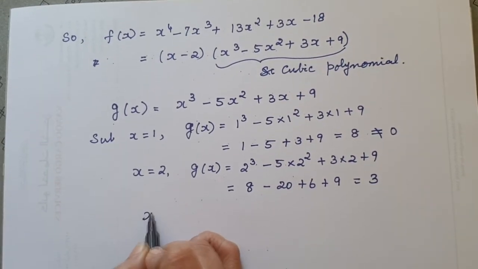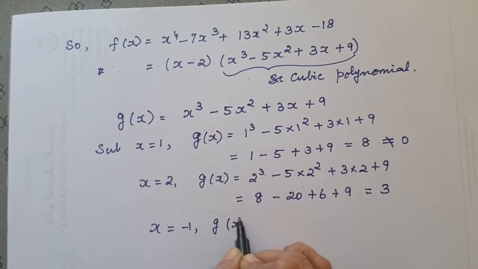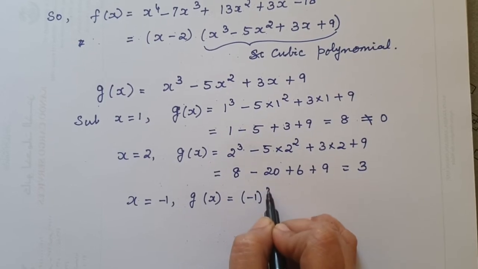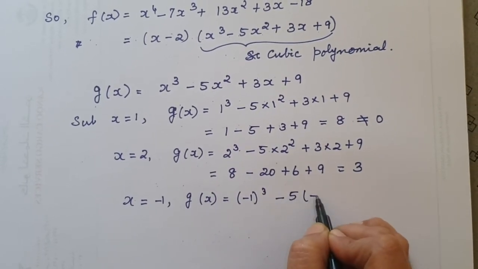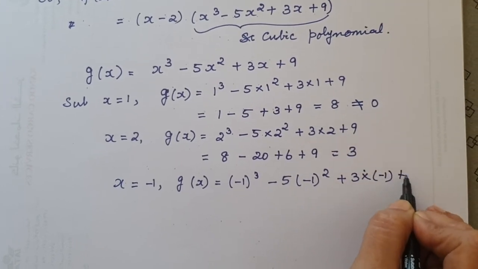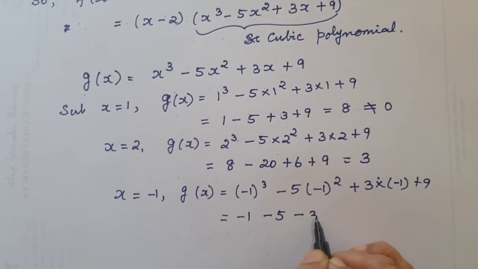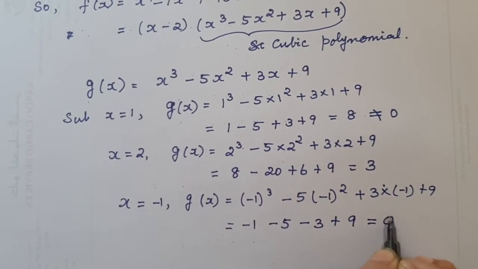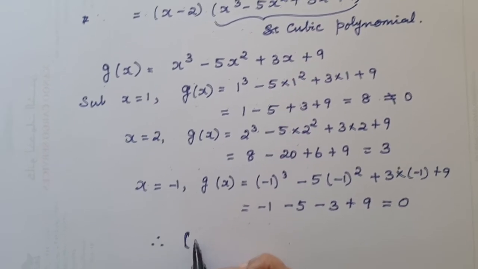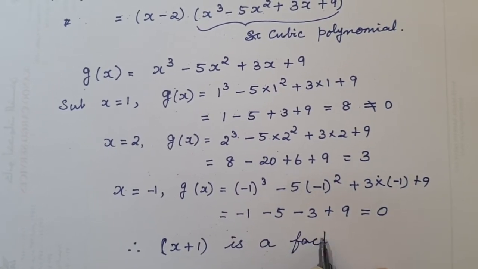Now we go for x equal to negative 1. So g of x will be equal to minus 1 cube minus 5 into minus 1 square plus 3 into minus 1 plus 9. So it will be equal to minus 1 minus 5 minus 3 plus 9, which is equal to 0. Therefore, x plus 1 is a factor.